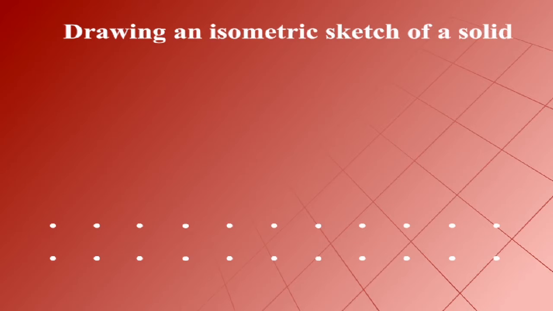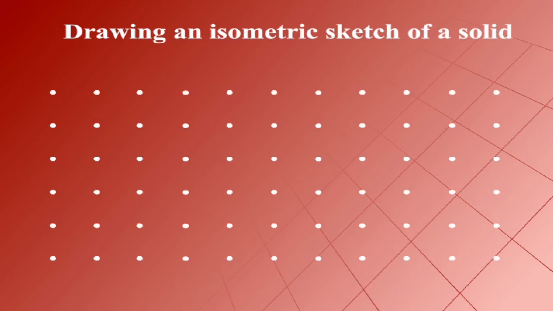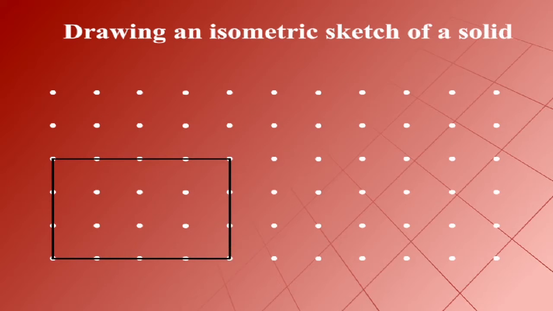A sample of an isometric dot paper is shown here. This paper has dots forming equilateral triangles. In isometric sketches, the measurements of edges agree with the solid. Let us now draw an isometric sketch of a rectangular prism of dimensions 4 by 3 by 3.